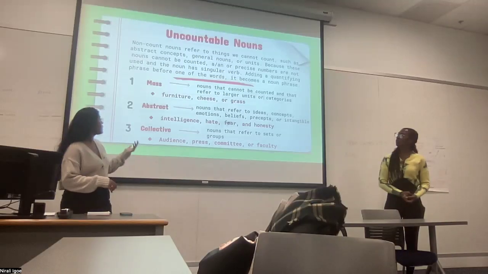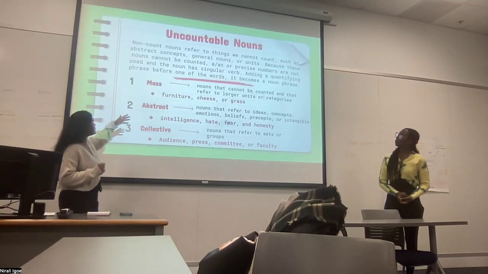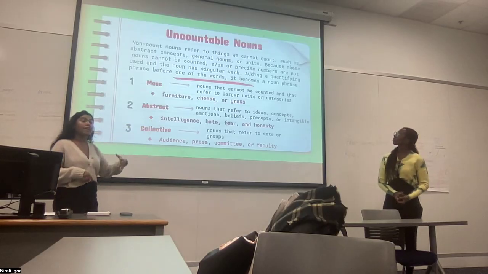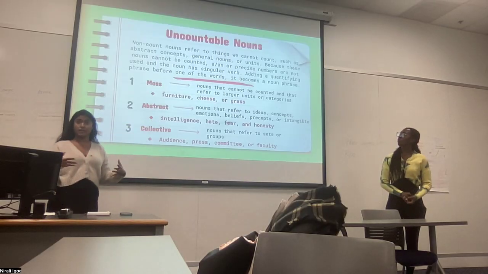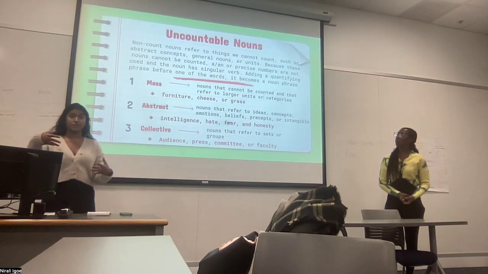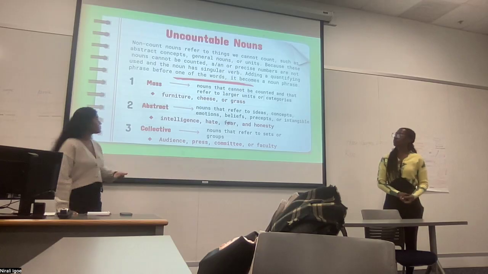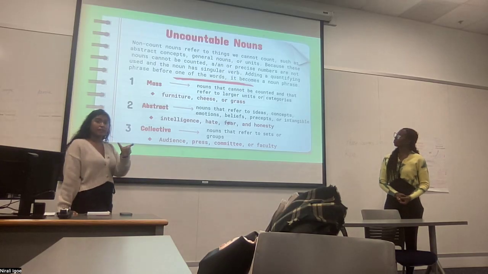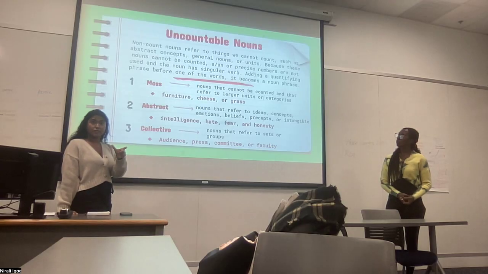So I'll go through it. If we take the example grass, a quantifying phrase would be a blade of grass. That's how we count grass. So that would be a quantifying phrase, and altogether a blade of grass equals the noun phrase.